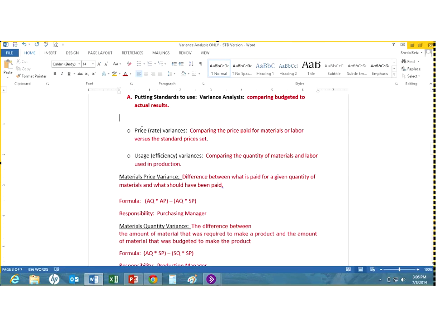There are two types of variances we're going to look at. We're going to look at price or rate variances, comparing the price paid for materials or labor versus what we had expected to pay, which is the standard price. And then the other type is the usage or efficiency variances, where we compare the quantity of materials and labor used versus what we had expected to use.